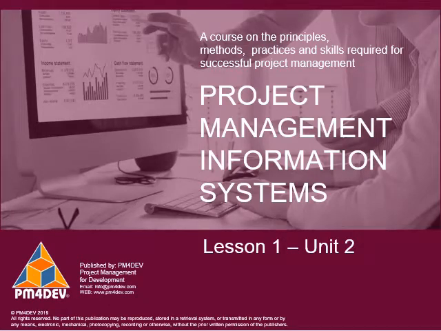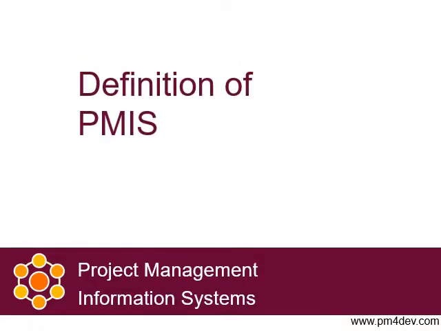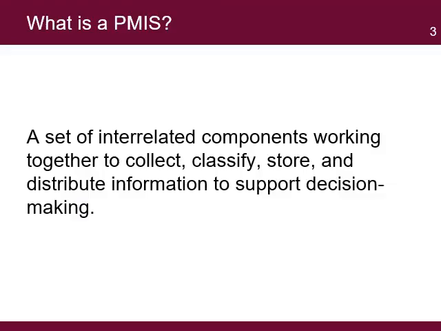Lesson 1, Unit 2. The definition of a PMIS. We start this unit with a definition of a PMIS. A project management information system is a set of interrelated components working together to collect, classify, store, and distribute information to support decision making. A PMIS is about how effectively the project manages the data, how it transforms data into information, and how that information eventually becomes knowledge.